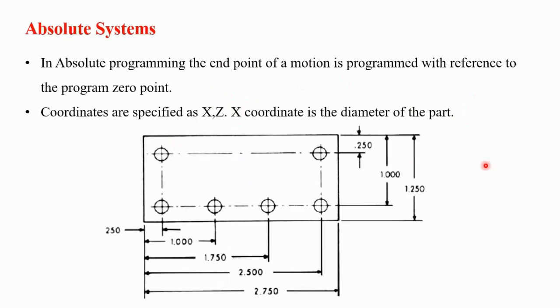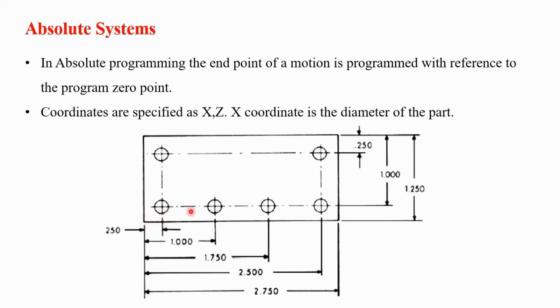Then in case of this absolute system, in this absolute programming, the end point of the motion is programmed with reference to the program 0 point. Suppose this is the origin or work 0 point of this component or workpiece. In the absolute system, the coordinates of all the points are represented with reference to this origin or work 0 point.